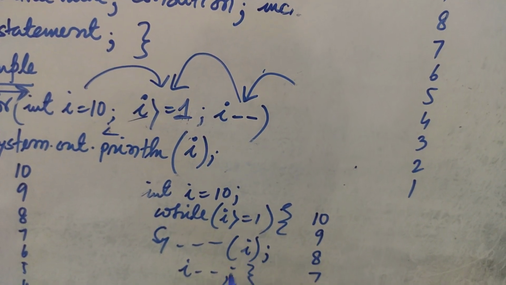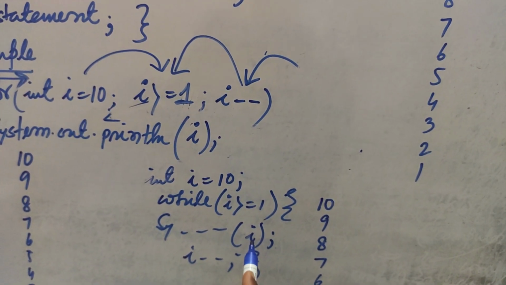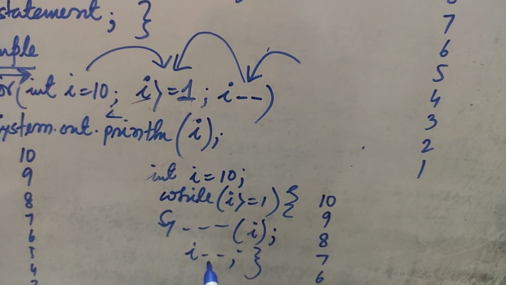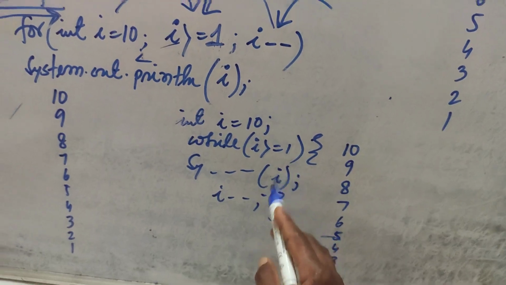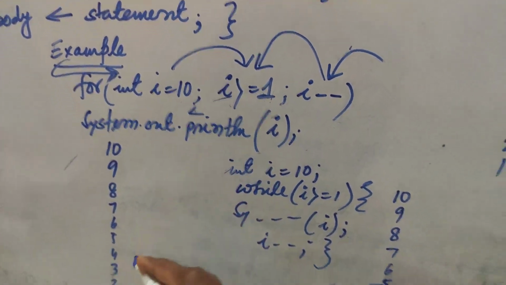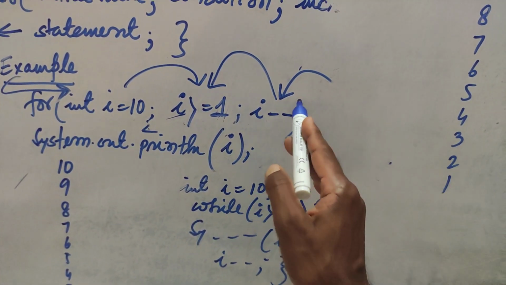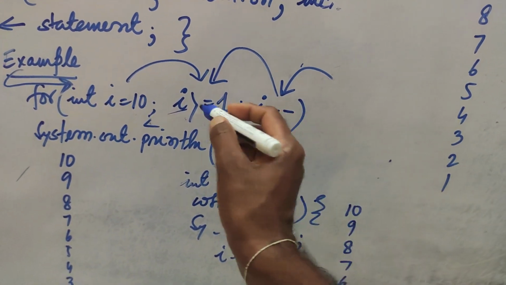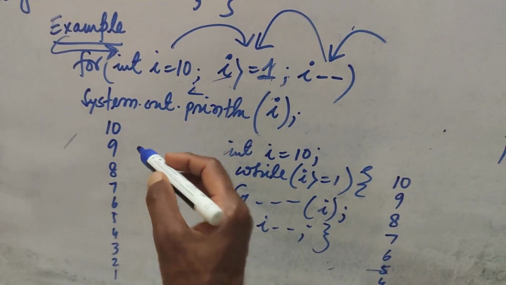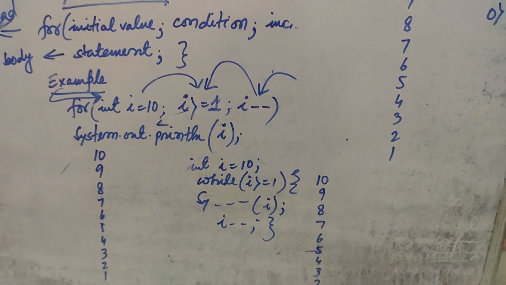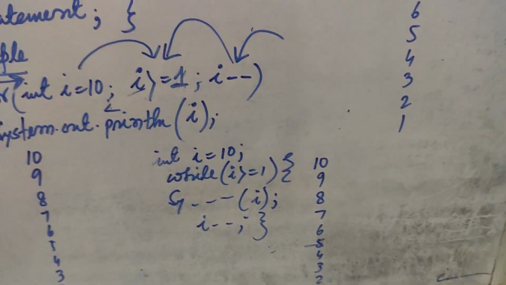1 after 1, minus minus. 1 print, 1 minus minus means 0. 0 greater than or equal to 1, false, so it goes outside. Same here: 1 print, out completed. 1 minus 1, 0. 0 greater than or equal to 1, false. It comes outside. So this is the working of the loop.